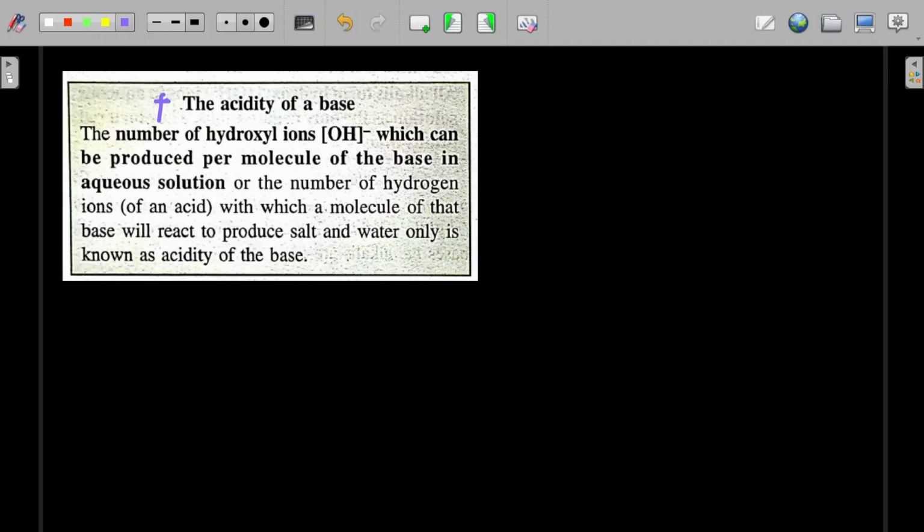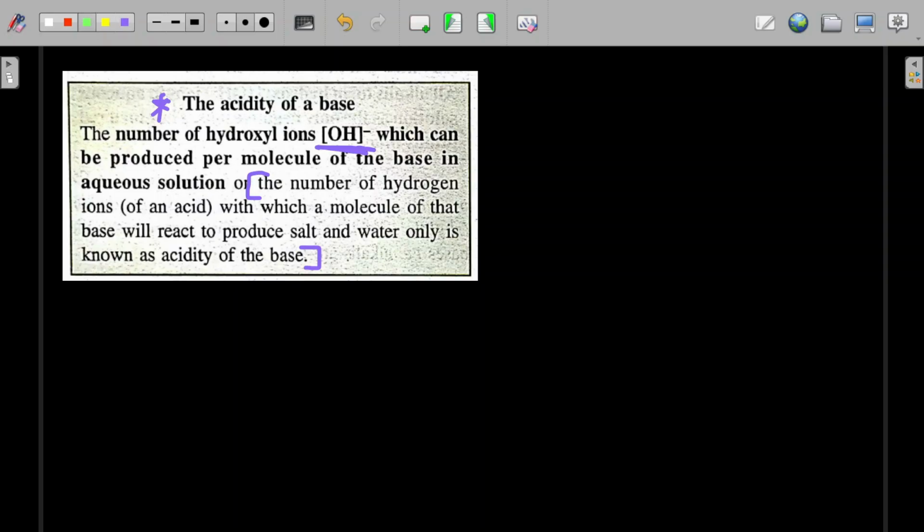Based on just like we did for acid, we are doing it for base. We call it the acidity of a base. So when you dissolve a base in water, the number of OH minus ions it gives us will be the acidity of the base. Or sometimes, because all of them don't dissolve in water, it will be the number of hydrogen ions with which a molecule of that base will react, means how many acid molecules or H plus it will react with to form salt and water in the neutralization.